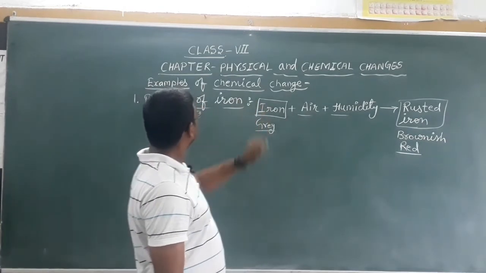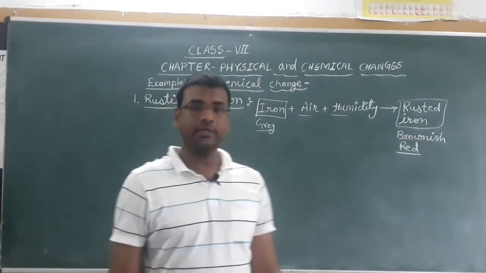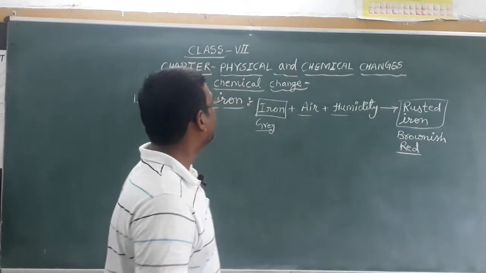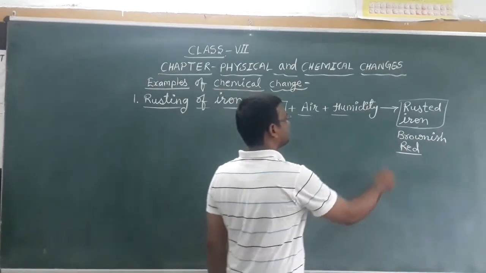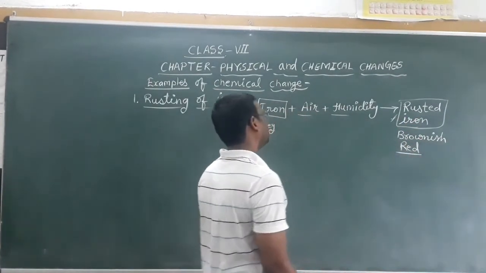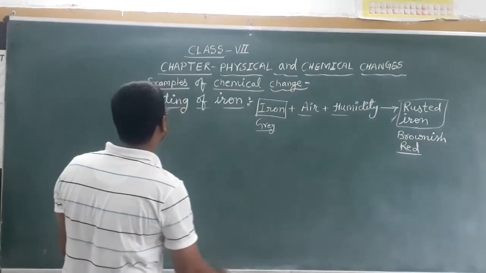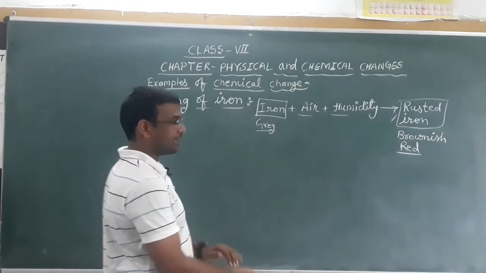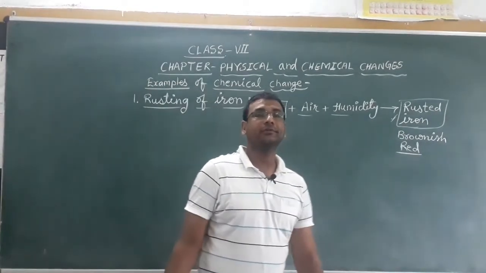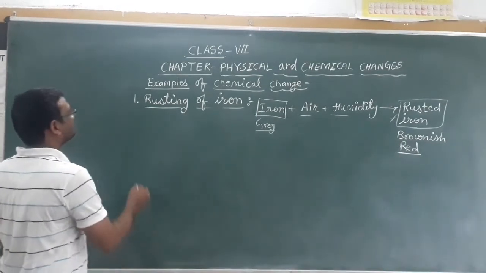Now in the definition of chemical change, we discussed that a new substance is formed, and here the new substance is rusted iron. Okay, and all the other important things, how it takes place in detail, you will be studying in class 10th. So this is the first example, rusting of iron.